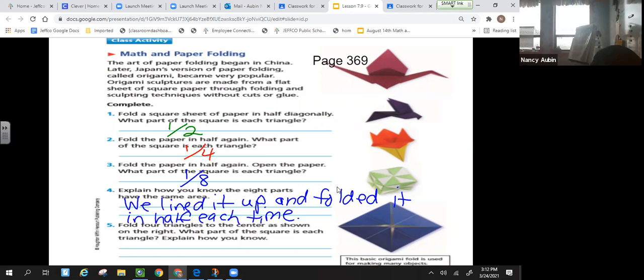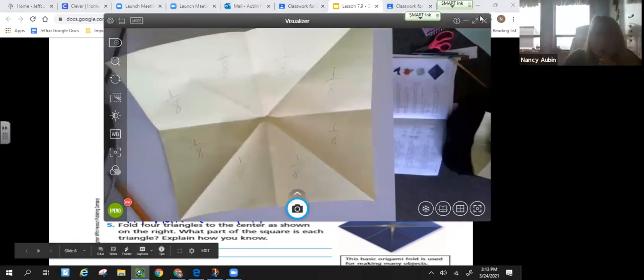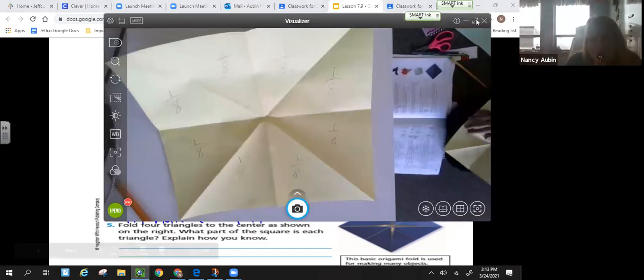All right, then the last thing we get to do. Now we are going to fold 4 triangles to the center as shown on the right. What part of the square is each triangle? And explain how you know. All right, so let's go back. I'll demonstrate. We're going to fold it back the way it was.